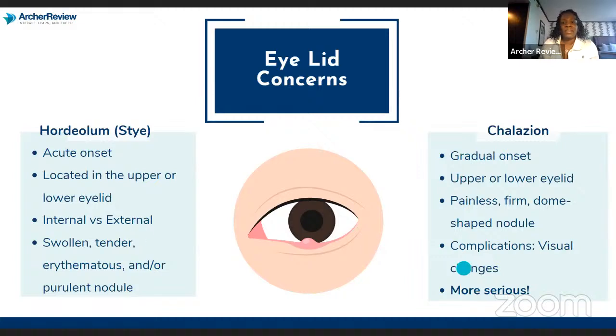Then the chalazion is a gradual onset. It's like the upper or lower lid. It's painless. It forms like a dome-shaped nodule. A lot of patients may complain like it affects their vision, because they can see it, and it's actually more serious. So it's good to know the difference. So with a hordeolum or a sty, it's abrupt. It comes within 1 day or overnight. It usually improves within 1 or 2 weeks.